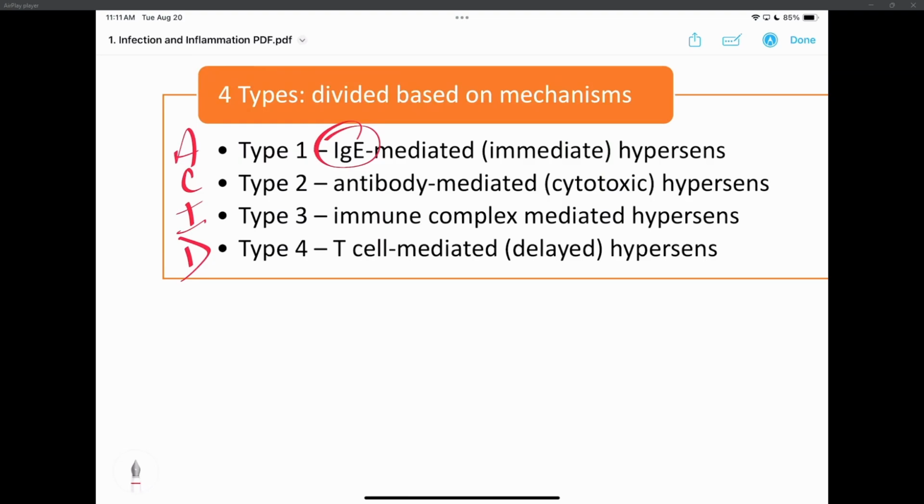The next one, type 2, is antibody-mediated, cytotoxic, cell-mediated. That's why it's C for type 2. Type 3 is immune complex-mediated. So you get antibody-antigen complexes, they get together, that's the immune complex, and those get deposited into your tissues. That's type 3, I, immune complex. The last one, type 4, is T-cell mediated, or a delayed hypersensitivity reaction. Type 4 is your delayed reaction.